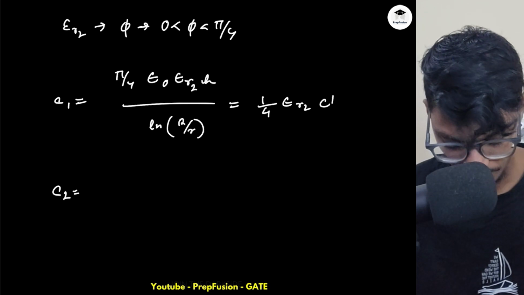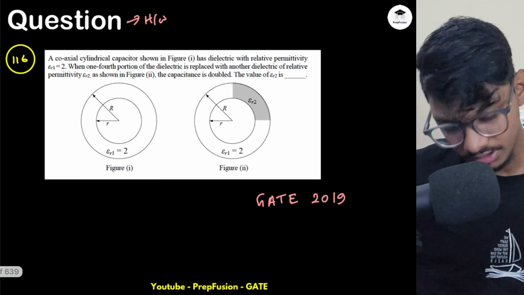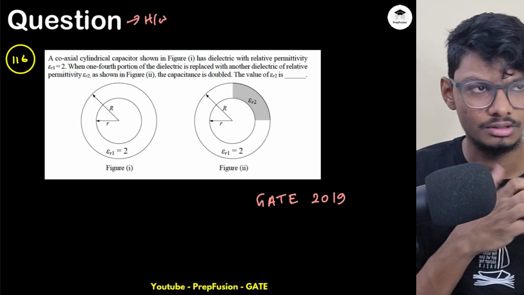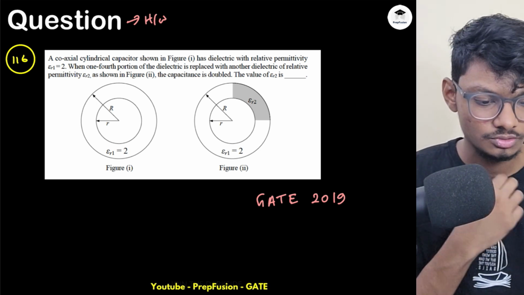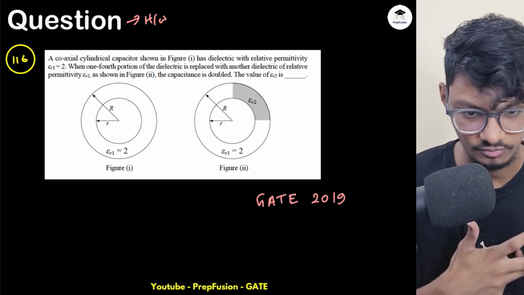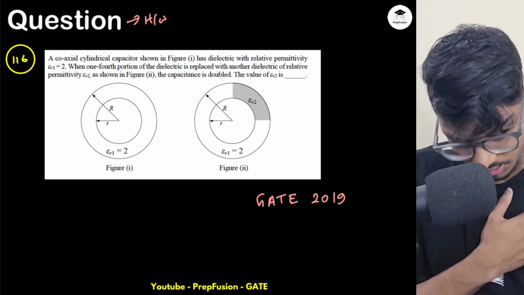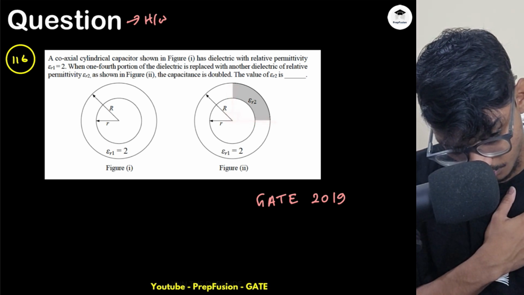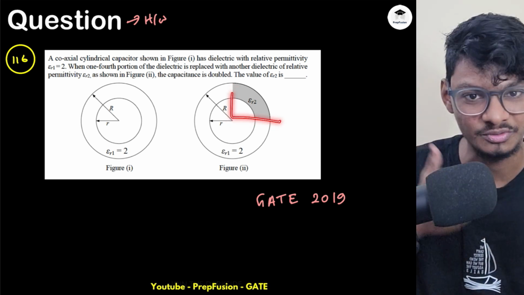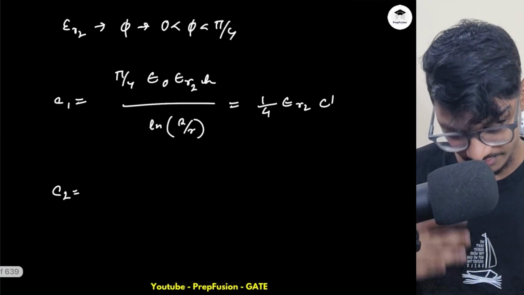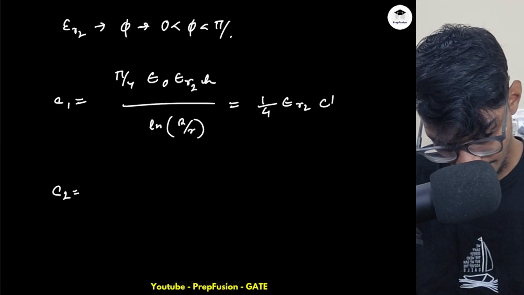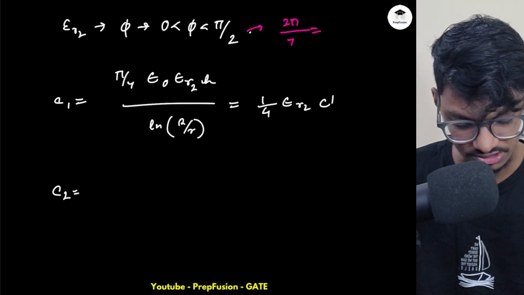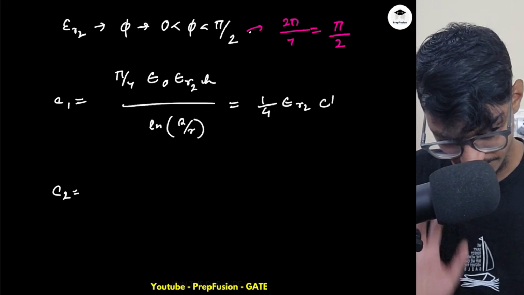What about C2? C2 will be the remaining 3 by 4 pi, right? No, it will be the remaining of the total 2 pi. I have 2 pi, so if I subtract pi by 4 it will be 7 pi by 4. Okay, I'm a bit wrong actually. This is pi by 2. If the 1/4 portion is given, 1/4 of the overall angle 2 pi is 2 pi by 4, which is pi by 2. Sorry, I was just thinking about a quarter circle, so it will be pi by 2. Just a mistake on my behalf.